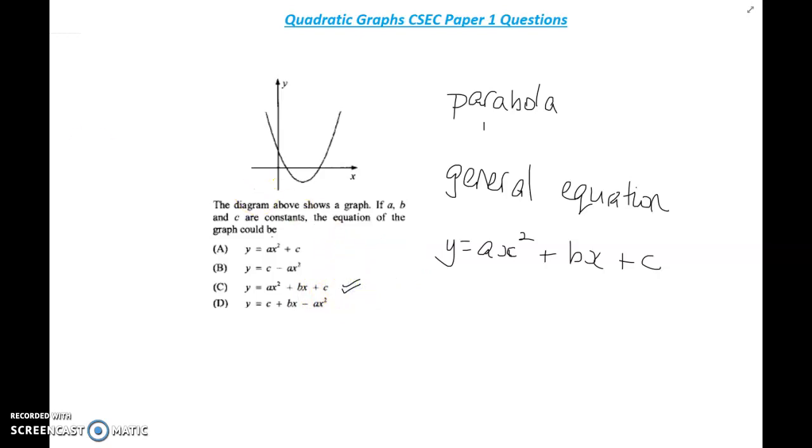So what you need to recognize is, okay, this curve, you just need to remember how this curve looks. This is a quadratic curve, this is a parabola. And the general equation is ax squared plus bx plus c, right? So that's all you need to remember for this one.